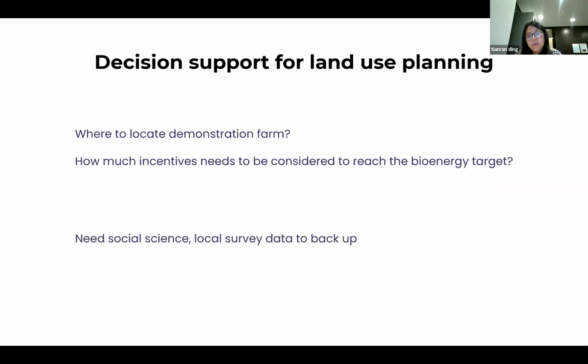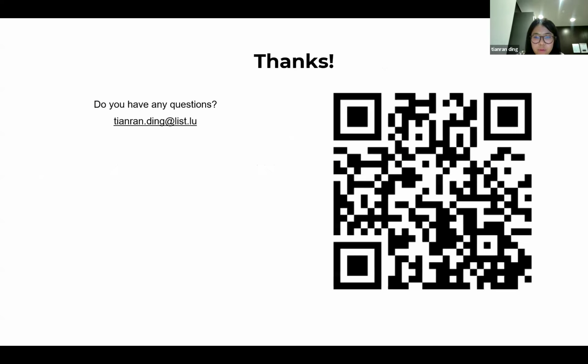So this can potentially be used to support the decision of where to allocate the demonstration farm, and also we can support how much incentive needs to be considered to reach the bioenergy target. But this kind of answer needs to be backed up with social science and also local survey data. So far, what we have done is based on open source data and some distribution statistic analysis. It would be nice to have local survey data to support these kinds of decisions. So, that is all. I will stop here. Thank you.